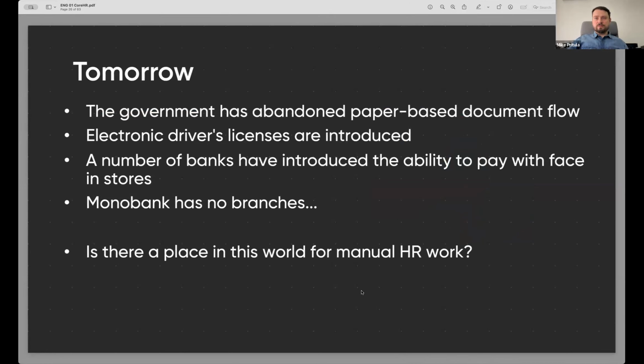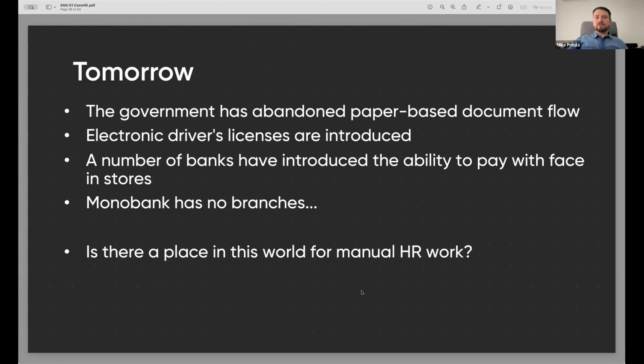something will change. What's happening right now in the world? The government has abandoned paper-based document flow, right? So many governments are going online and being digitalized. Electronic driver's licenses are introduced. A number of banks have introduced the ability to pay with your face in stores.